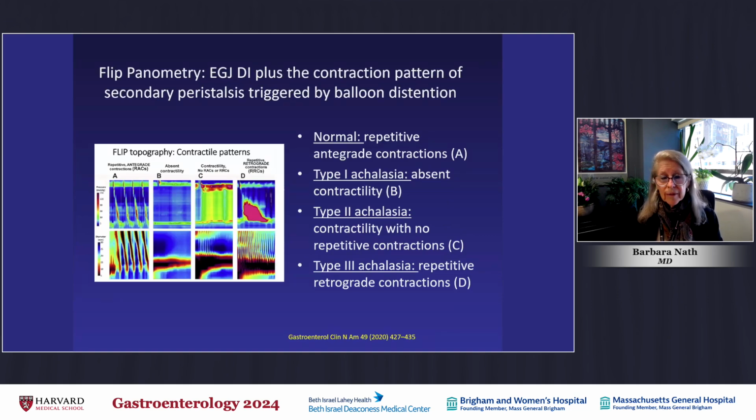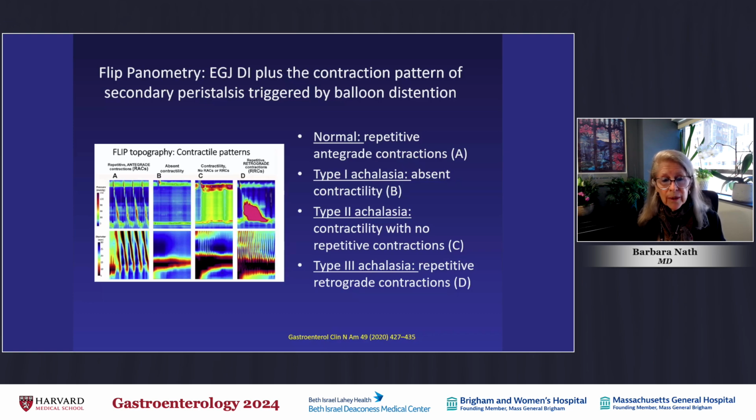There's also another added benefit and component to a FLIP study called panometry, which is the EGJ DI, plus the contraction pattern of secondary peristalsis, secondary because it's triggered by balloon distension. And so on the top panel here, you can see a standard motility study, and the lower panel is what you see during a FLIP exam. In a normal study, you see what are called repetitive antegrade contractions. That's normal. In a patient with achalasia type 1, you see no contractions.